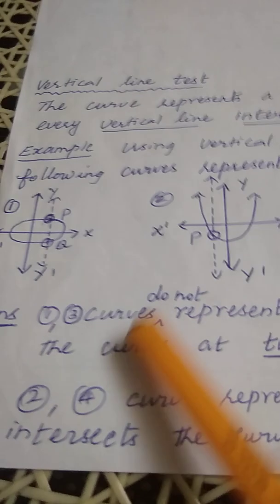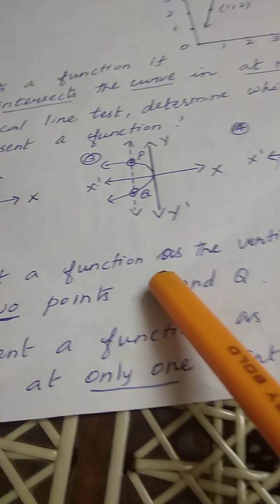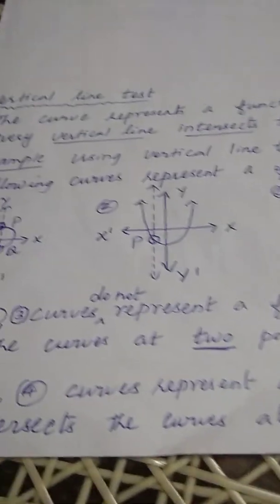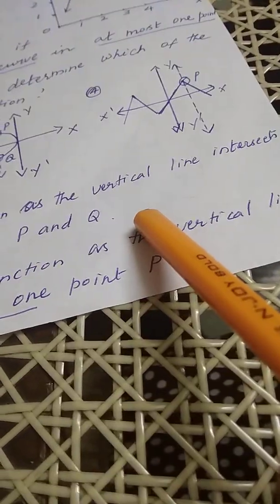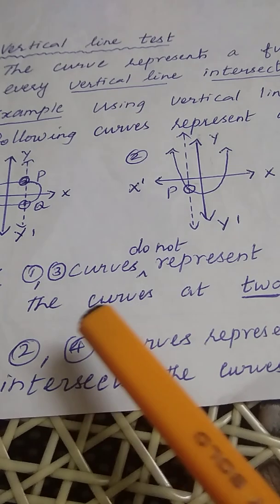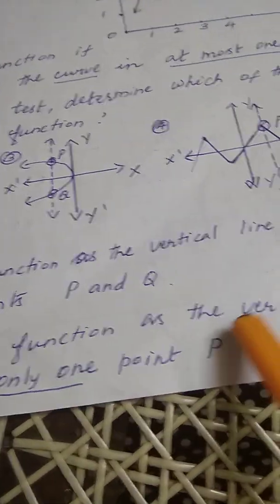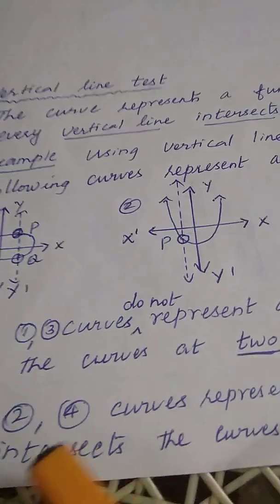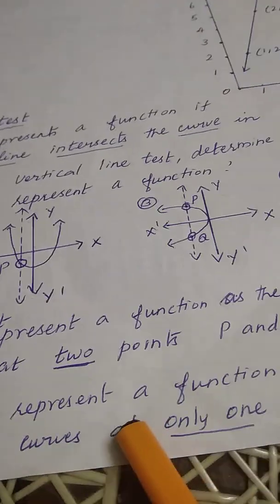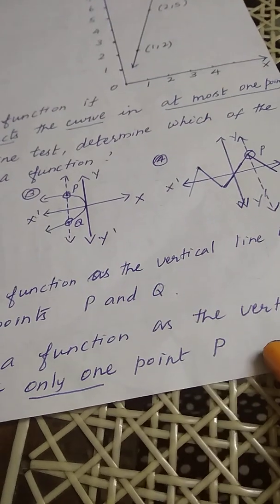So, curves 1 and 3 do not represent a function, as a vertical line cuts or intersects the curves at 2 points, P and Q. Curves 2 and 4 represent a function as the vertical line intersects the curves at only one point, P.